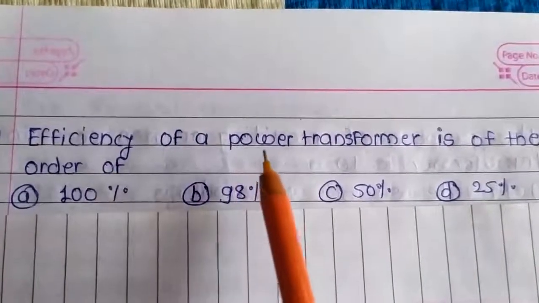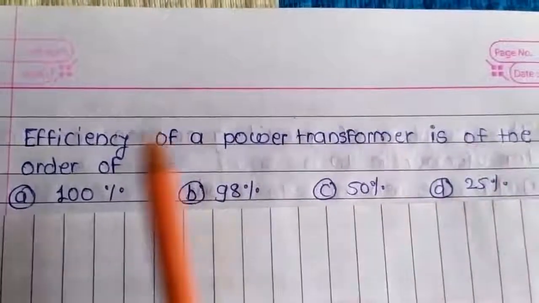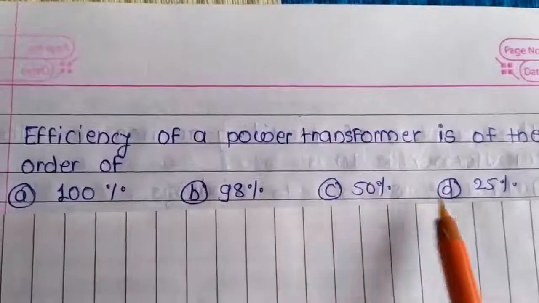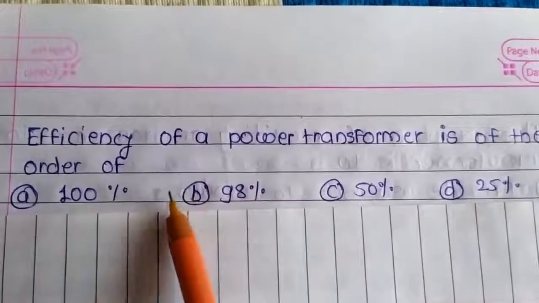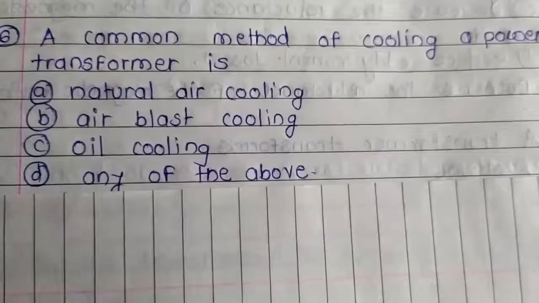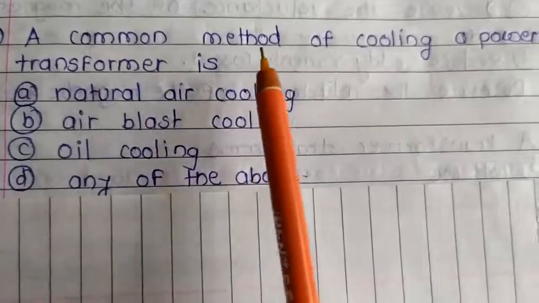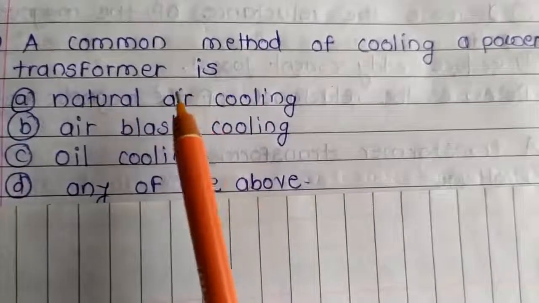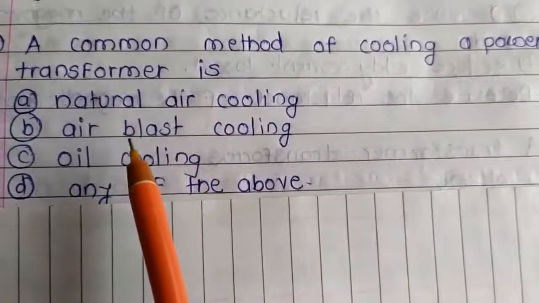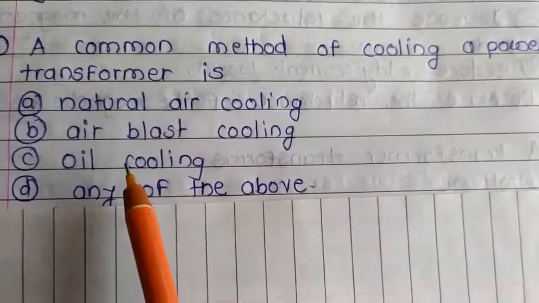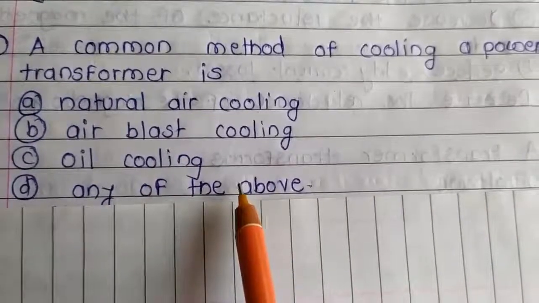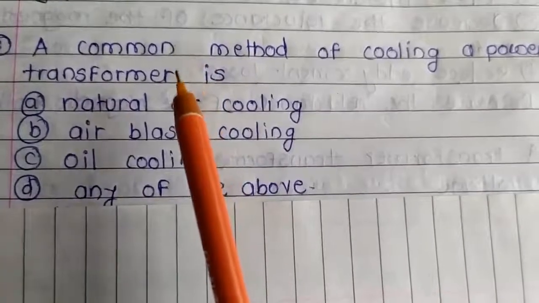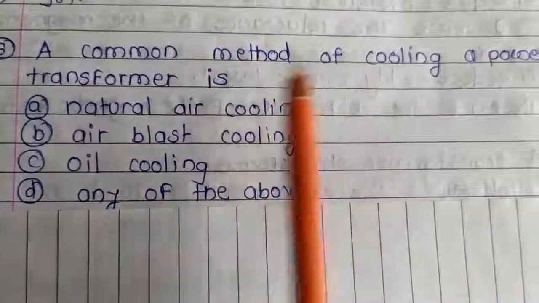Efficiency of a power transformer is of the order of 100%, 98%, 50%, 25%. Answer is 98%. A common method of cooling a power transformer is natural air cooling, air blast cooling, oil cooling, any of the above. Answer is oil cooling.